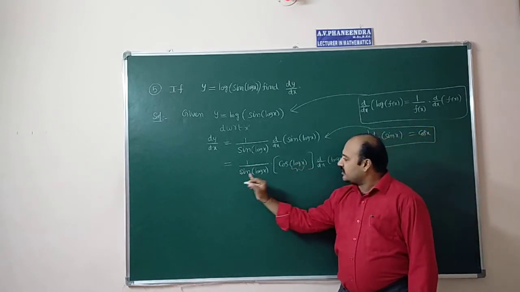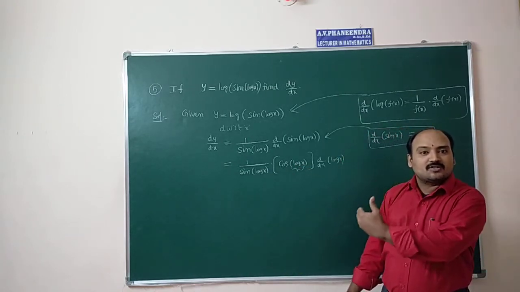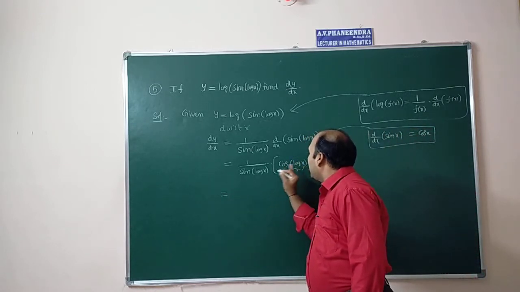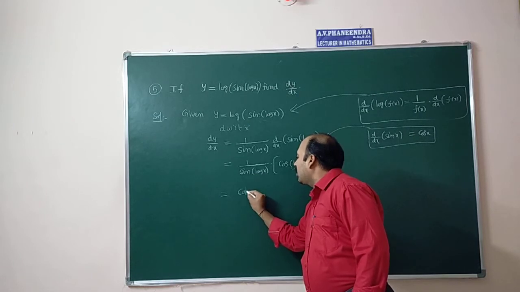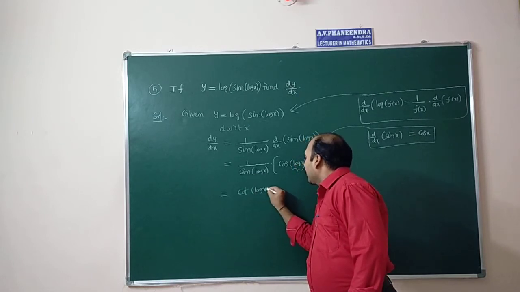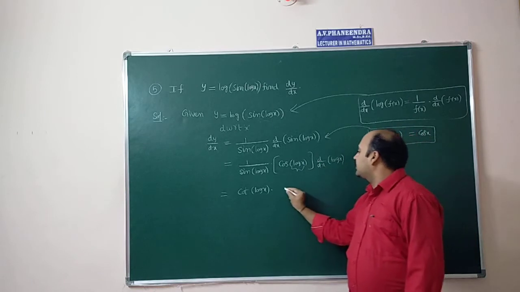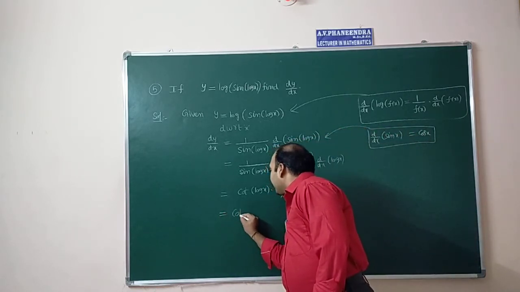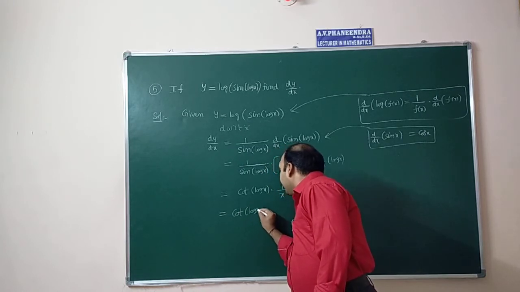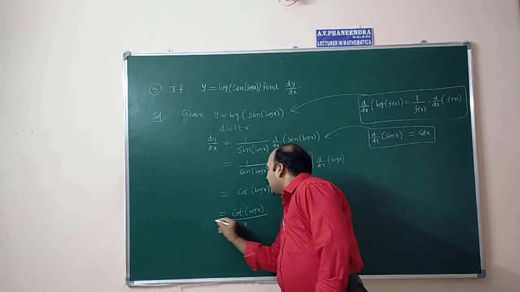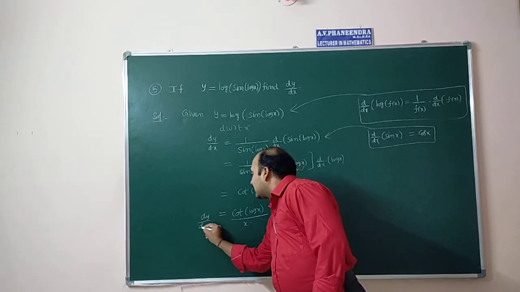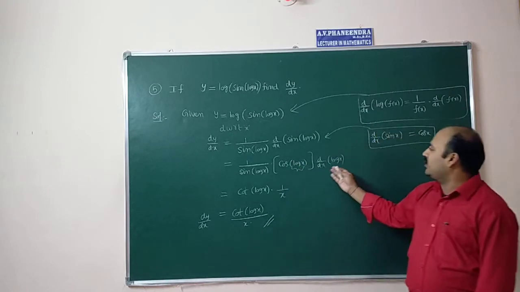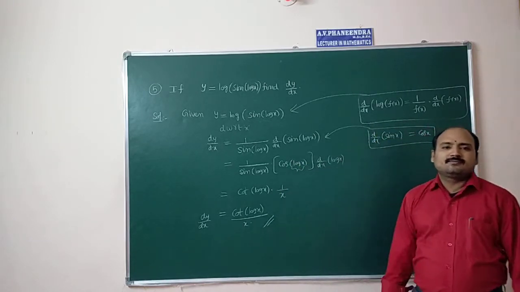Now cos of log x by sin of log x, it is cos x by sin x, it will be cot. So we can write cos of log x by sin of log x as cot of log x, into d by dx of log x, which is 1 by x. Therefore, we can write it as cot of log x divided by x is equal to dy by dx. Hence the result. Like this we have to apply. We know that d by dx of log x is 1 by x.